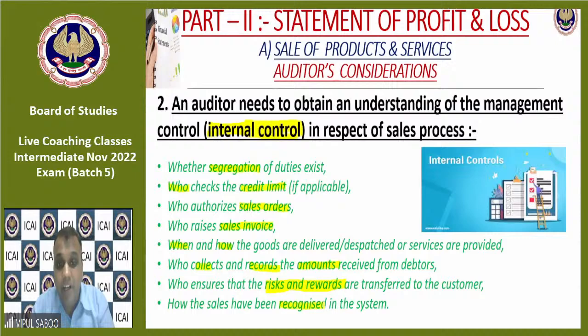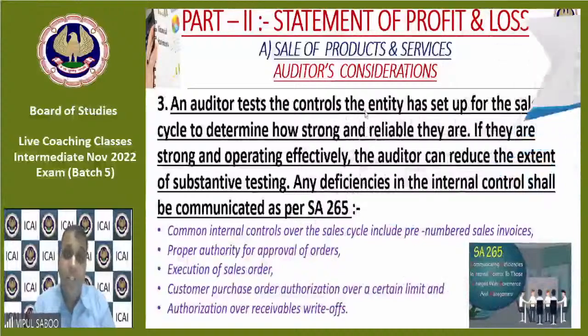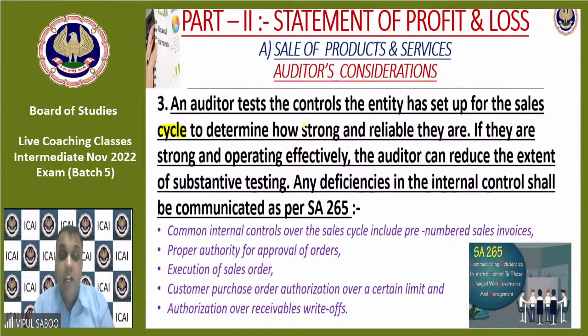How the sales have been recognized in the system, whether they have been forgotten or omitted, how have they been recognized? Credit, cash. So, the internal controls over the revenue cycle. An auditor tests the controls the entity has set up for the sales cycle to determine how strong and reliable they are. So this is testing the internal controls. In the previous point, we asked what the internal controls are. Now, testing their strength and reliability. Can we rely upon those controls?